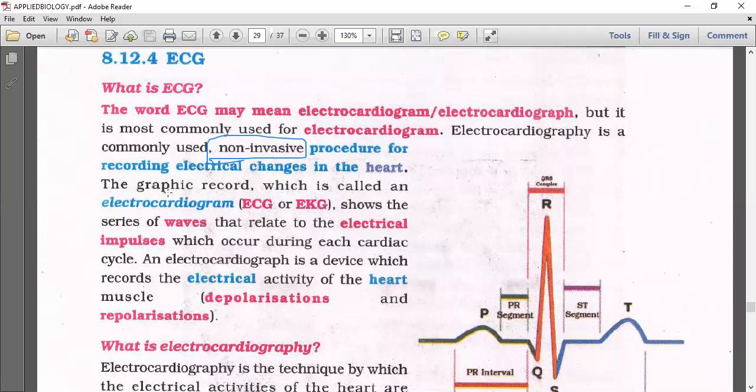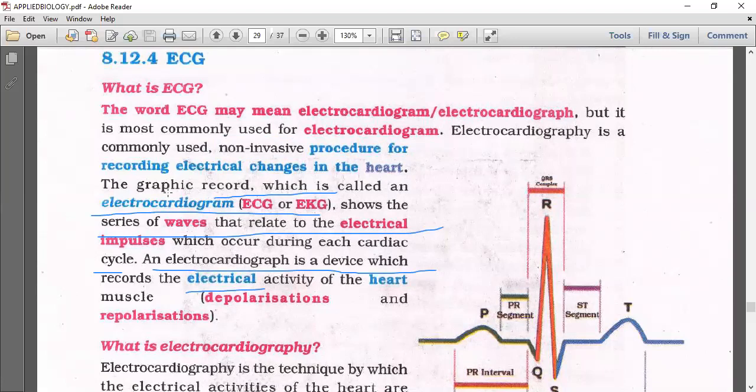They attach sensors and monitor throughout the body. We are recording the physiological aspects of the body, the heart in particular. It is a non-invasive procedure for recording electrical changes in the heart. The graphic record, which is called an electrocardiogram, shows the series of waves that relate to the electrical impulses which occur during each cardiac cycle. An electrocardiograph is a device which records the electrical activity of the heart muscle.